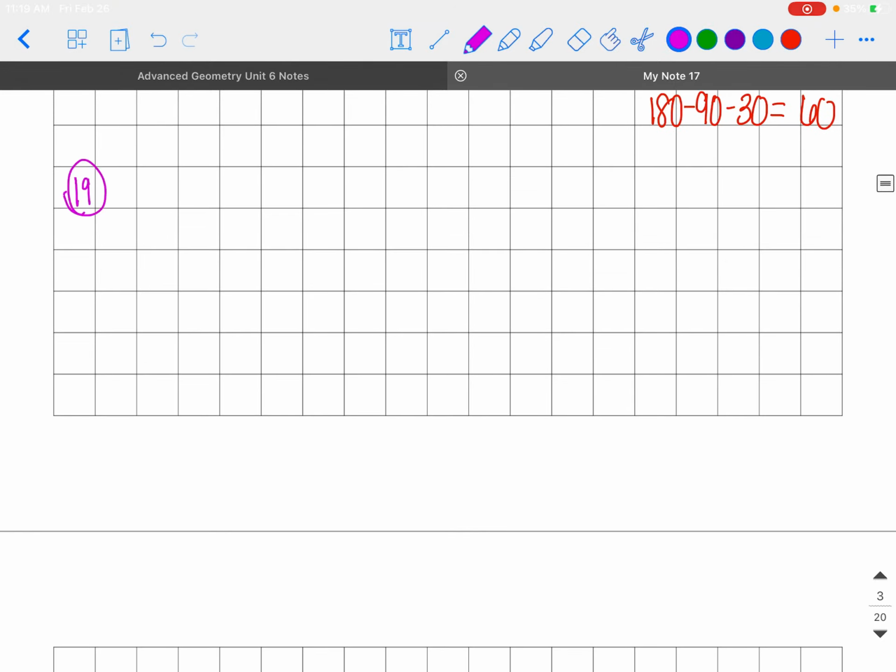Number 19. We have 2x cubed y times 4x to the 5th y cubed. So multiply the numbers. 2 times 4 is 8. Now when we multiply variables, you add the exponents. So x to the 8th, y to the 4th, because we had 1 y and 3 y's, we get y to the 4th, which is J.